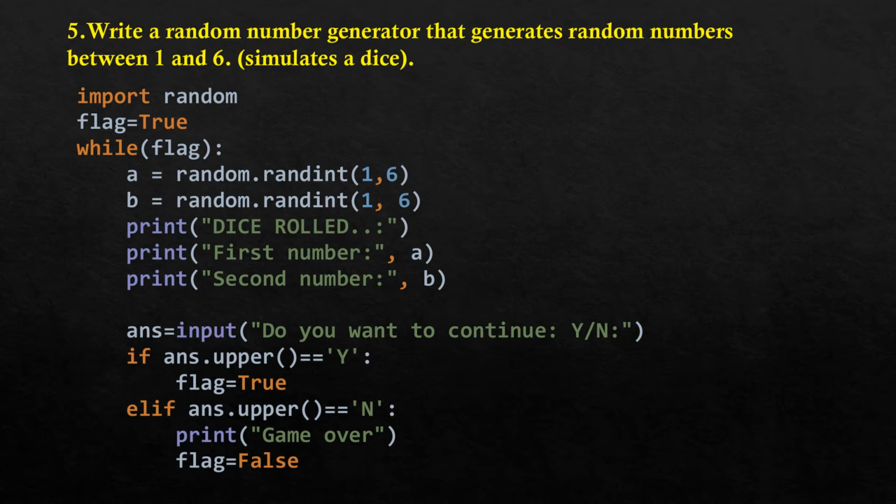To continue the game, we have taken a flag value. Here, flag is a variable which stores the Boolean values true or false. It is initialized with true. So once we execute the program, the dice will be rolled and it will show the random numbers. Then it will ask the user whether to continue the game or not. If the user enters yes, then it will continue once again. Otherwise, if the user enters N, then the flag value becomes false and it will print game over.